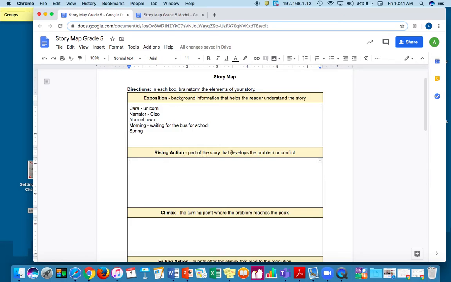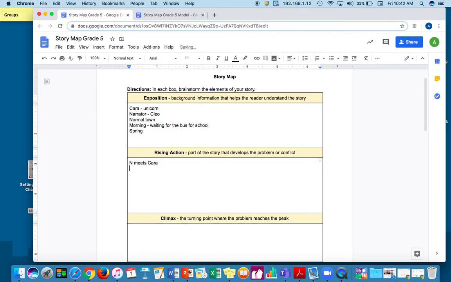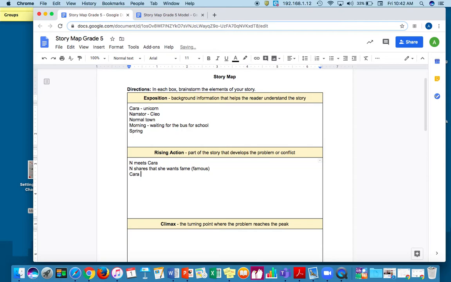The rising action is the part of the story where the conflict or the problem starts to happen. So we think about the narrator, I'm just going to write N, meets Kara. That's part of our rising action. What else is part of it? The narrator shares that she wants fame. She wants to be famous. Kara shares she needs help to find someone who's hurt.